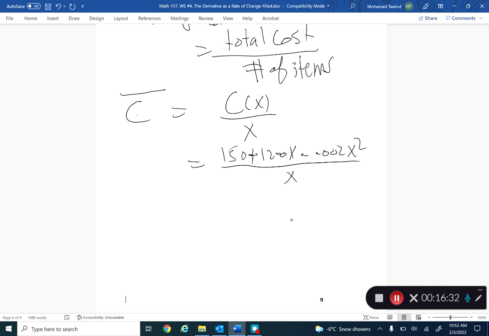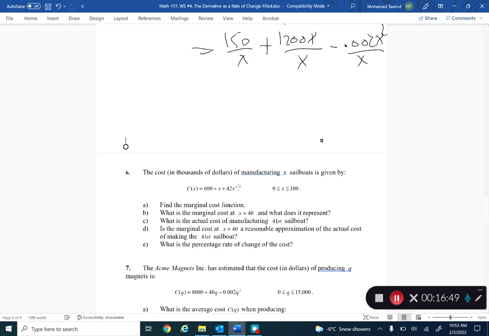They ask you what is the average cost. How do we simplify this, guys? 150 divided by X plus 1200 X divided by X minus 0.002 X squared divided by X. If I simplify this, you will have 150 over X, and here 1200, because X cancels with X, and minus 0.002 multiplied by X, because X cancels with X squared, leaving one X. That is your average cost.